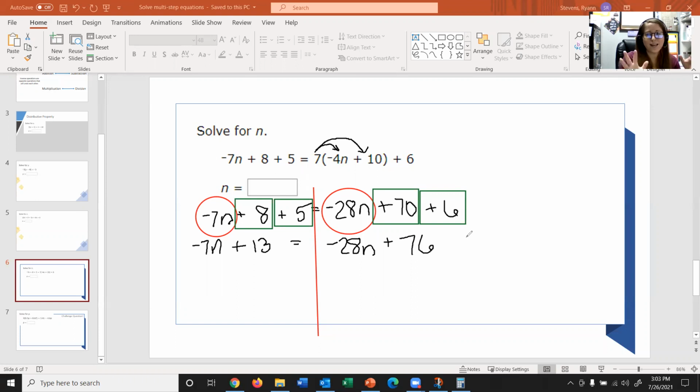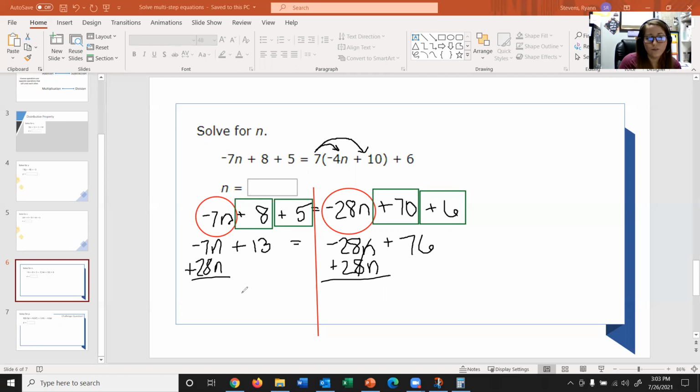Now I kind of have it set up the same way as the last equation we looked at. So we're going to solve it the same way. We want to get these variables to one side of the equal sign and we want to get the numbers without variables to the other. So we're going to start with the variable and we're going to say, okay, I have -28n. So I'm just going to add 28n. I'm taking the variable with me and I'm going to add 28n over here as well.